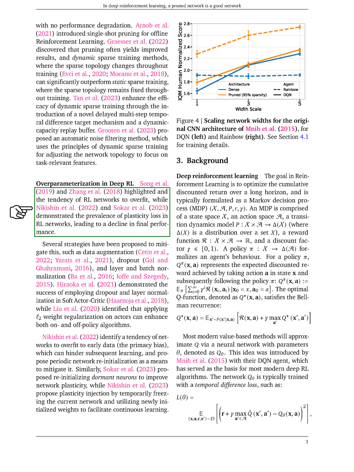Lastly, the issue of overparameterization in deep RL, where networks tend to overfit or lose plasticity, leading to a decline in performance, has been addressed. Strategies like data augmentation, dropout, layer and batch normalization, and weight regularization have been proposed to mitigate these issues. Some studies have suggested periodic network reinitialization or reinitializing dormant neurons to improve network plasticity and facilitate continuous learning.